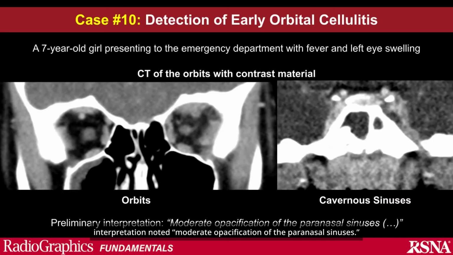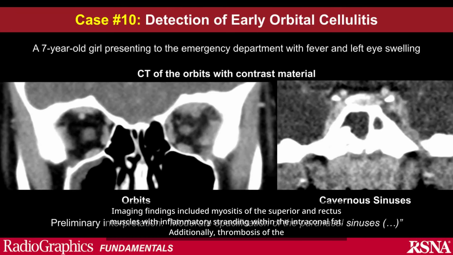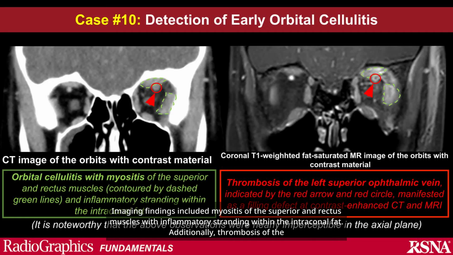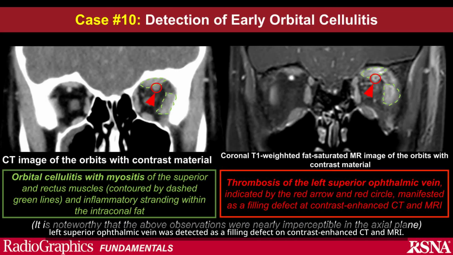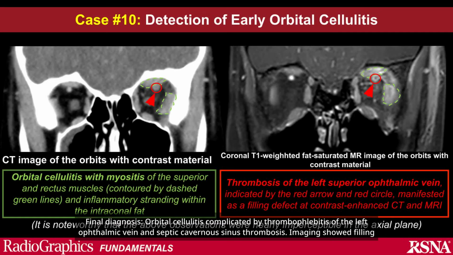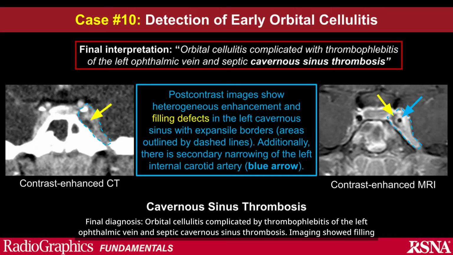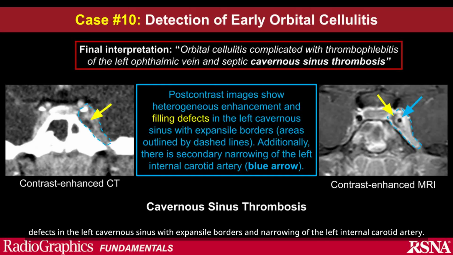Initial interpretation noted moderate opacification of the paranasal sinuses. Imaging findings included myositis of the superior and rectus muscles with inflammatory stranding within the intraconal fat. Additionally, thrombosis of the left superior ophthalmic vein was detected as a filling defect on contrast-enhanced CT and MRI. Final diagnosis. Orbital cellulitis complicated by thrombophlebitis of the left ophthalmic vein and septic cavernous sinus thrombosis.